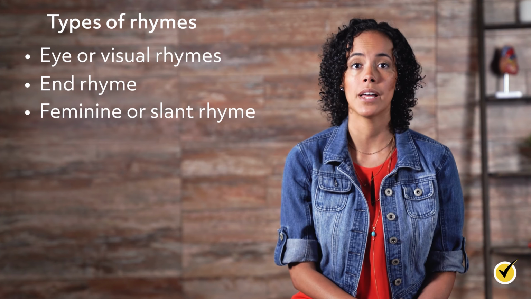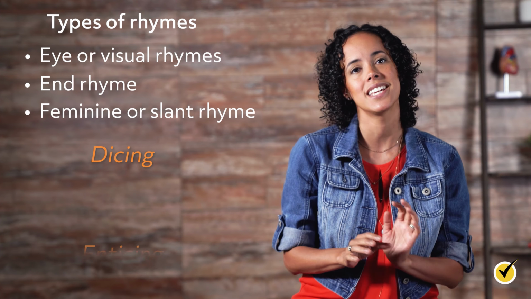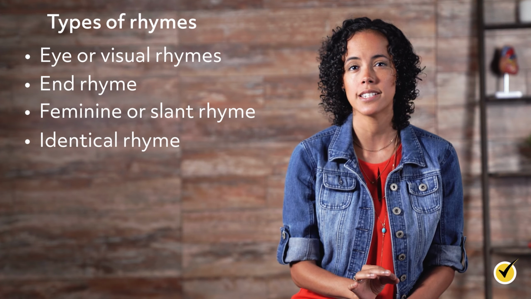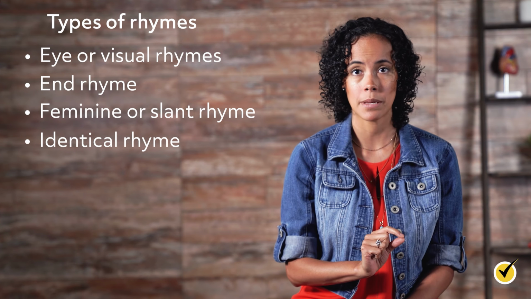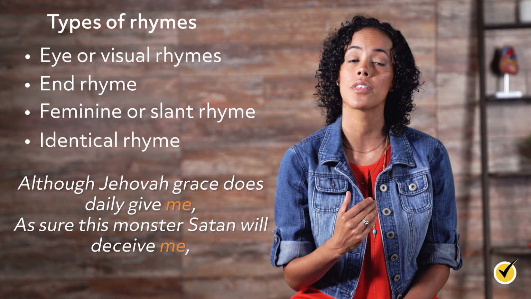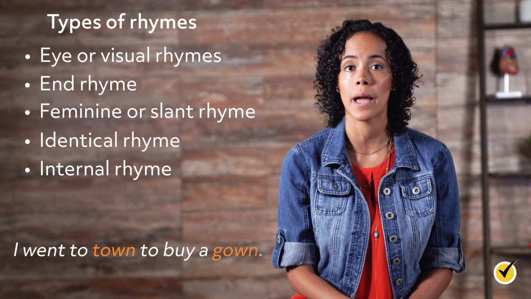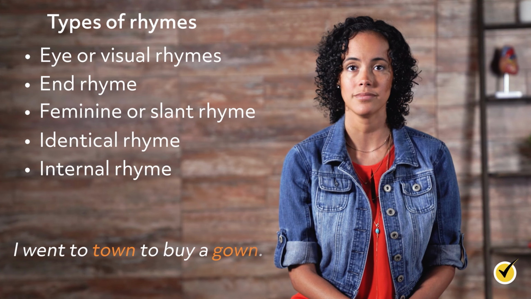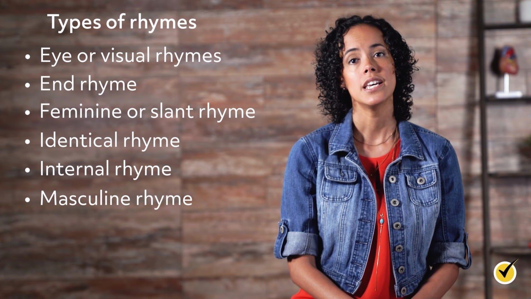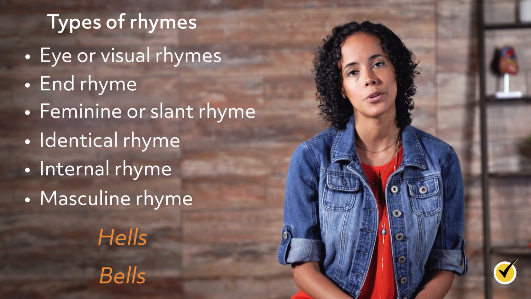Feminine or slant rhyme applies to the rhyming of 1 or more unstressed syllables, such as dicing and enticing. Identical rhyme employs the same word, identically in sound and sense, twice in rhyming positions, like when Isaac Watts ended 2 of his lines from the earlier example with me. Internal rhyme is when a word from the middle of a line is rhymed with a word at the end of the line. Masculine rhyme describes those rhymes ending in a stressed syllable, such as hells and bells. It is the most common type of rhyme in English poetry.